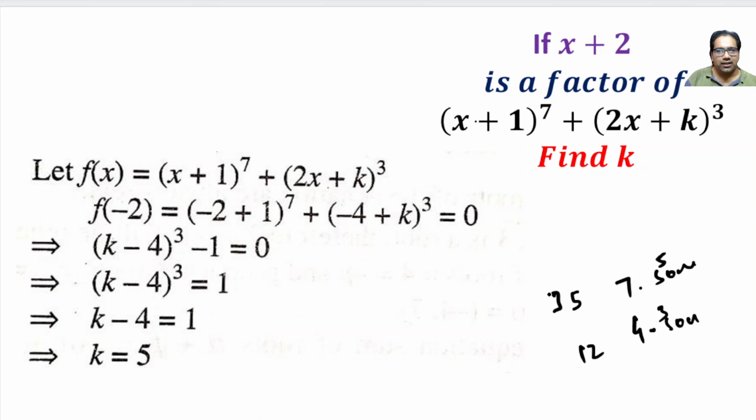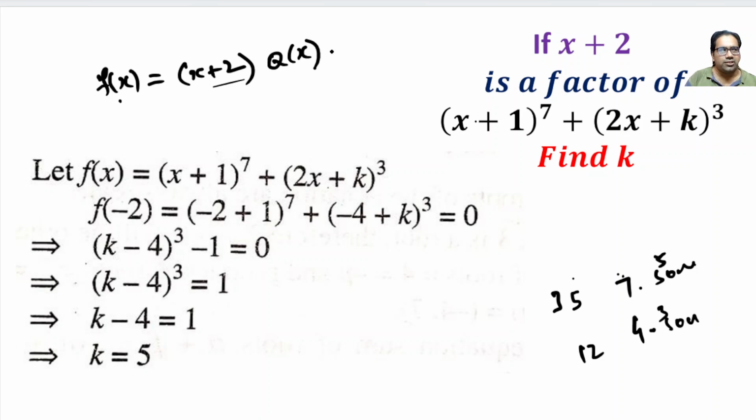So when you say something is a factor of something, that means this one into something else is actually equal to this number. Now, x plus 2 is a factor of this one. What does that mean? If we call this f of x, then f of x is equal to x plus 2 times some polynomial. Let's call it q of x. Because x plus 2 is a factor of this polynomial f of x, that means x plus 2 into some other polynomial is equal to f of x.